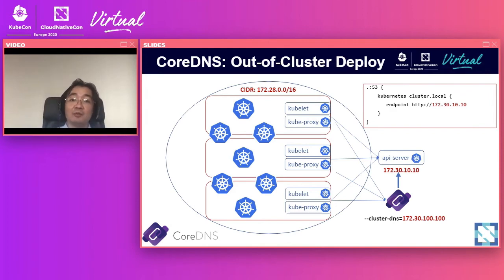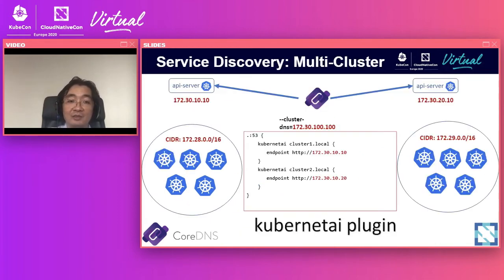Why is out-of-cluster deployment important? Because this is exactly what you need in order to make a multi-cluster deployment. In a multi-cluster deployment, you may have multiple clusters, and you want your CoreDNS to grab the service records from the API servers of both clusters.